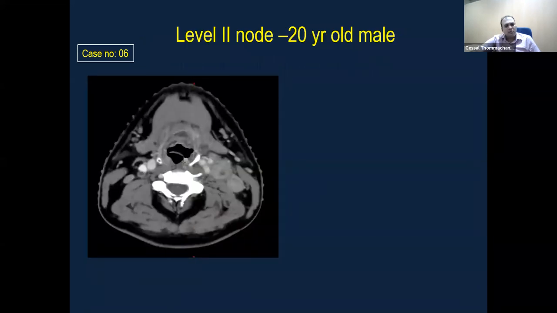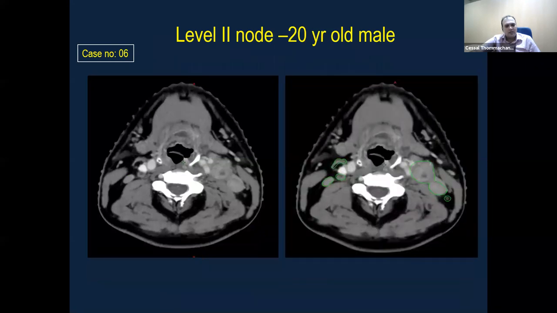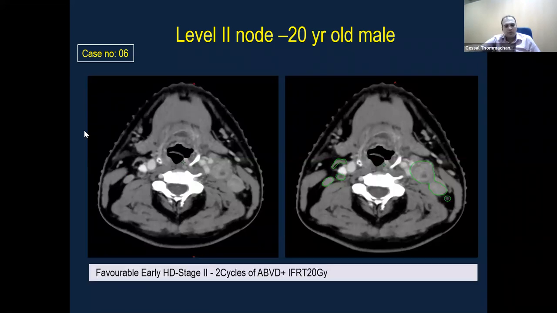And another possibility that I have mentioned is Hodgkin's disease. And this patient, a 20-year-old male, had Hodgkin's disease. And this is a favorable stage 2 disease. Favorable stage 2 is treated by ABVD plus involved field radiation based on the HD10 protocol. So this patient was treated by 2 cycles of ABVD plus involved field radiotherapy, 20 gray in 10 fractions.